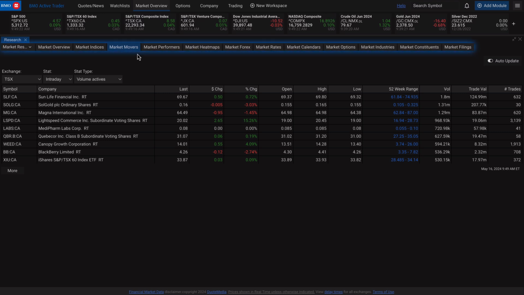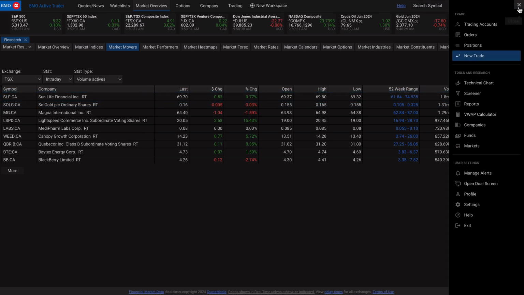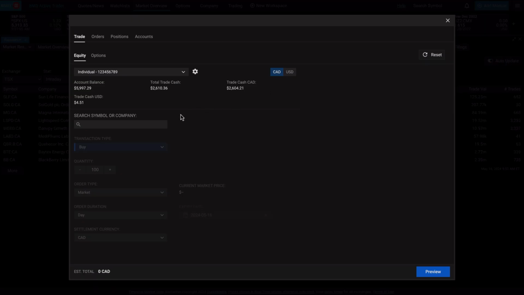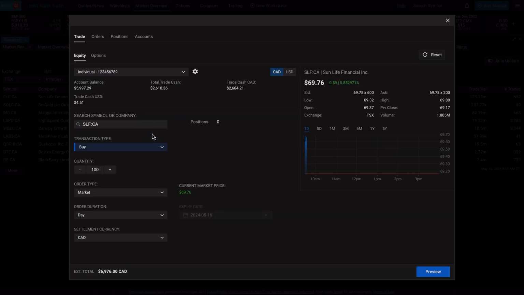You can continue to explore the other tabs, and if you find an equity that you'd like to buy or sell, open the menu on the top right and select New Trade to open a trade ticket. Enter the symbol for the equity and complete your trade.